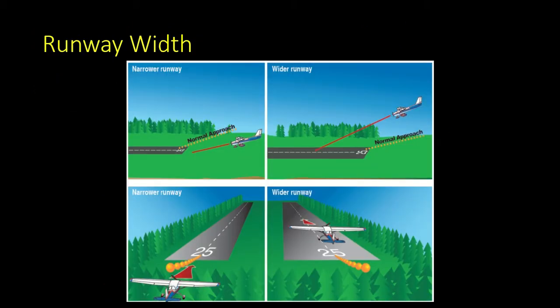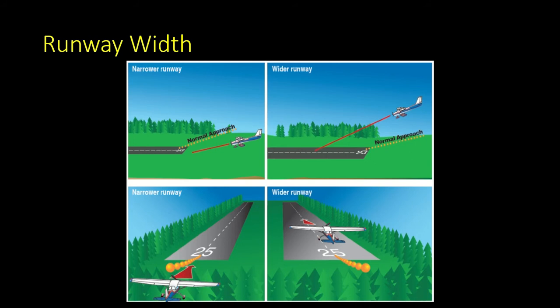A narrower than usual runway can create an illusion that the aircraft is at a higher altitude than it actually is, especially when runway length to width relationships are comparable. The pilot who does not recognize this illusion will fly a lower approach, with the risk of striking objects along the approach path or landing short.